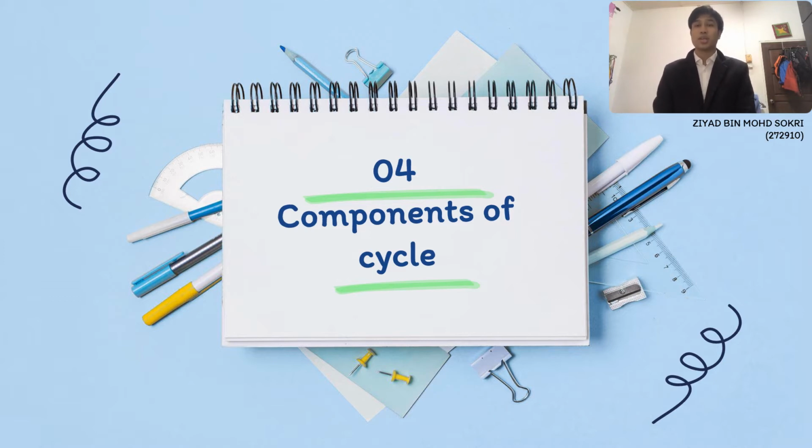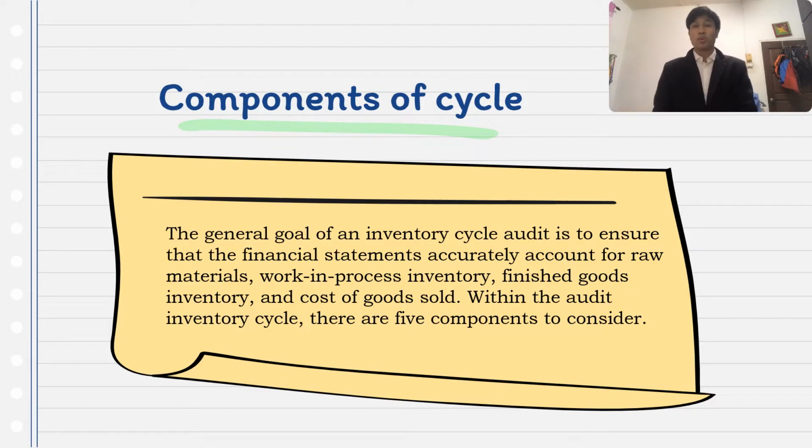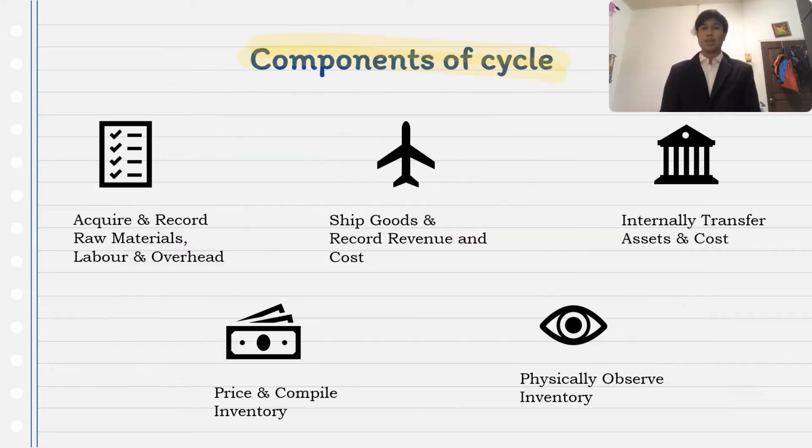Now I want to present my part, which is components of the cycle. The general objective of an inventory cycle audit is to ensure that the financial statements accurately account for raw materials, work in process inventory, finished goods inventory and cost of goods sold. Within the audit inventory cycle, there are 5 components to consider. So these are the 5 components of the cycle.